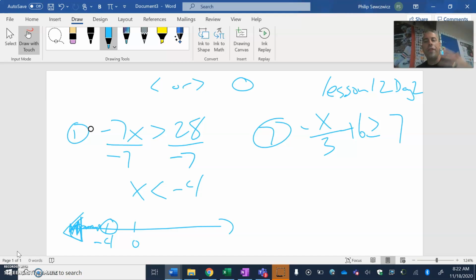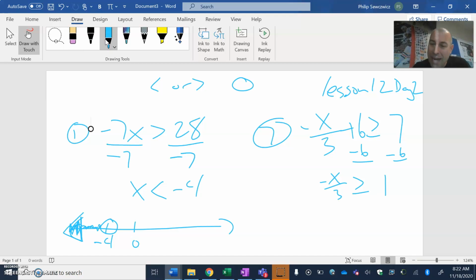All right, so this one we're going to use our two-step solving equation skills. Again, start on the side that has that variable. To undo adding a 6, we need to subtract 6. So I've got negative x divided by 3 is greater than or equal to, how about just a 1? Yeah, 7 minus 6. Exactly. That's a 1 that's there.